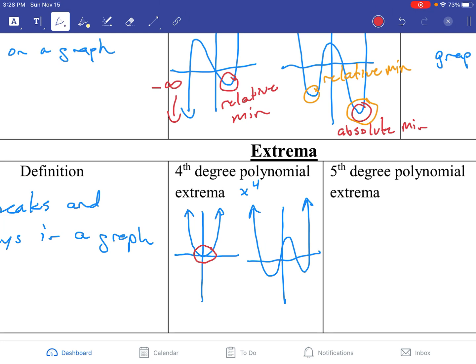One absolute minimum. Here we have 1, 2, 3 extrema. So these are all the peaks and the valleys. There's one peak and two valleys in the second graph, so there's 3 extrema. And in the first one, there's only one because there's only one valley. There are no peaks.